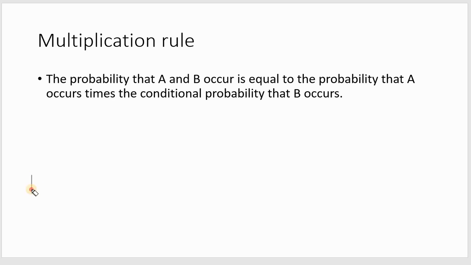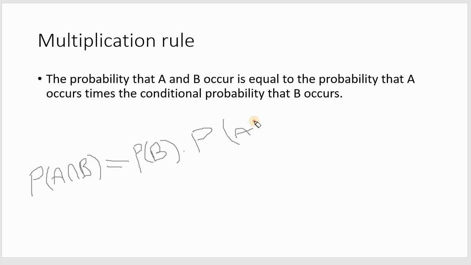Just write P of A intersection B equals, sorry for my bad handwriting, P of B times P of A given B. This is the formula of the multiplication rule.